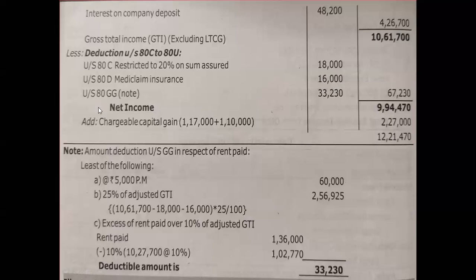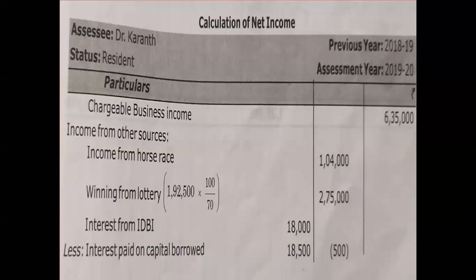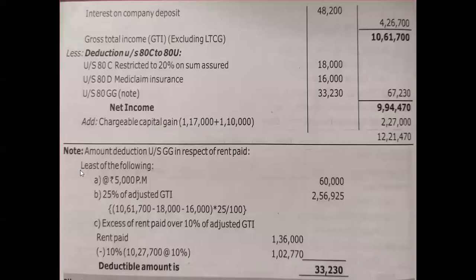Next, he has paid the rent for a residential house property, so he is eligible to claim the deductions under section 80GG. So for 80GG, we need to do the calculation, so it will be taken as a working note. So just check the note on how to calculate the deductions under section 80GG. First, the list of the following has to be taken. So what is the list of the following?